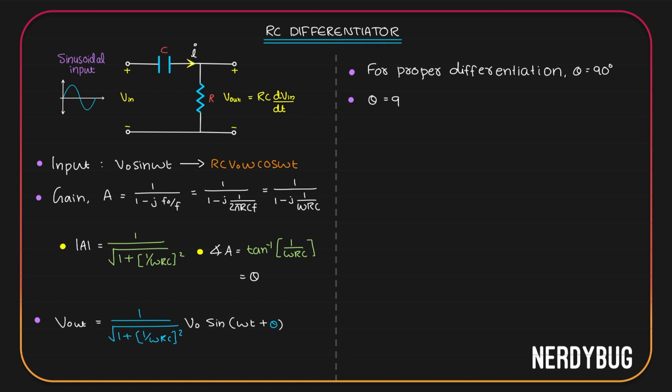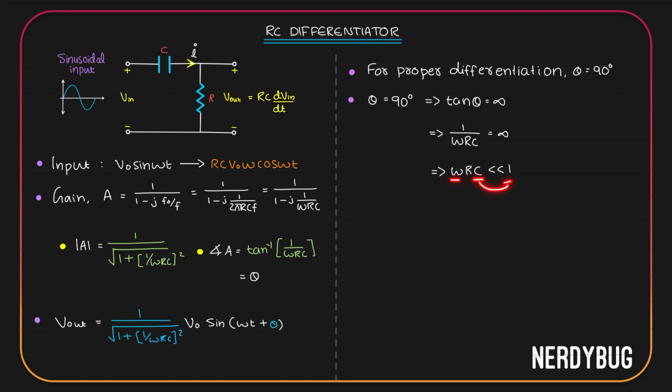Let us take theta to be equal to 90 degree. Then tan of theta will become infinite. We already have the expression for theta. It is tan inverse of 1 by omega RC. So tan theta will be 1 by omega RC. So here we get 1 by omega RC should be infinite. That means the denominator omega RC should be a really small value. So we can write omega RC is very much less than 1.